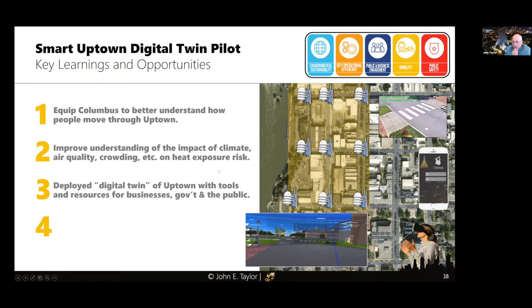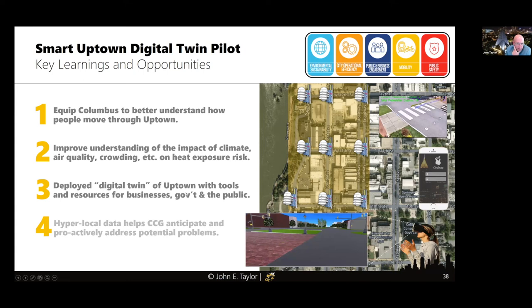At the third level, we deployed the digital twin of uptown and provided them with tools and resources for businesses, government, and the public. And so this is that sort of scenario analysis that we're talking about. And finally, we haven't done the intervention level, but we do believe this more hyper-local data would help the CCG, Columbus Consolidated Government, anticipate and proactively address potential problems, starting with the weighted temperature humidity index. But we're doing something that's a little bit closer to life-threatening with river safety.